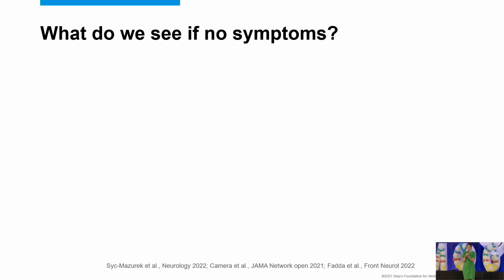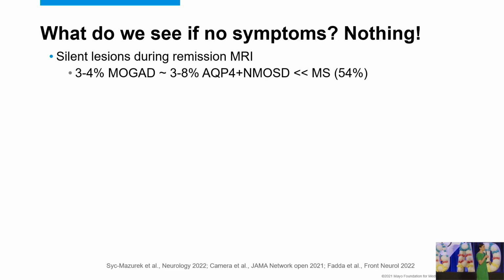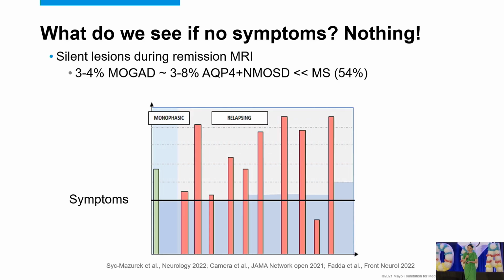Again, next question is, okay, after an attack, no symptoms, what do we see with an MRI? And the answer, once again, is nothing, which is really good. So Dr. Saik-Mazurek has shown here that actually only 3 to 4% of people with MOGAD with no symptoms at all have new lesions on the MRI. And this is just a graphical view of what I'm trying to say.